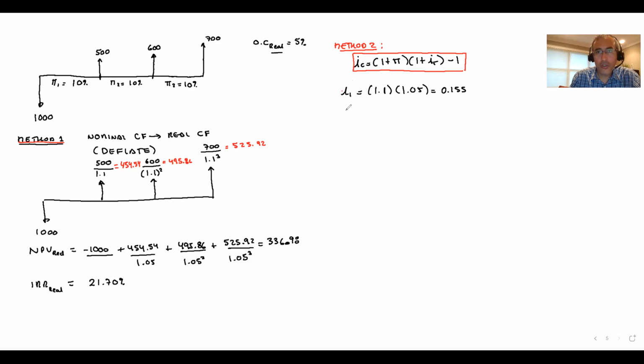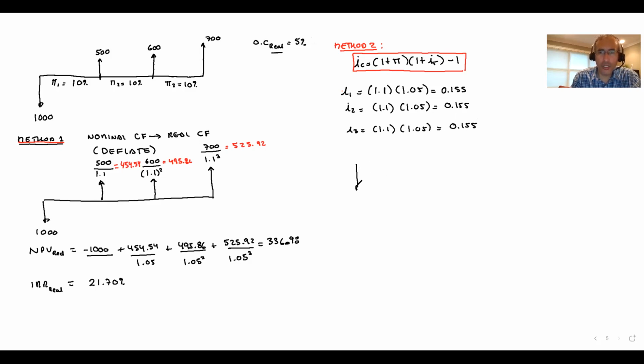0.155. What is going to be the interest rate that I will use for the second period? Again 1.10 times 1.05. So in this case, all of them are the same. This is not necessarily the case. And the interest rate for period 3 is going to be 1.1 times 1.05, and this is equal to 0.155. Once I have all the rates, these are the rates that we'll be using instead of the real one. Once I have the rates in current terms, and my cash flow is in current terms, I can simply compute my net present value, etc.